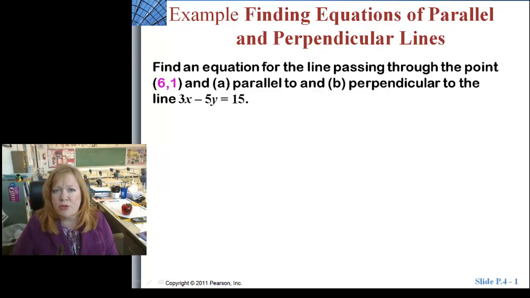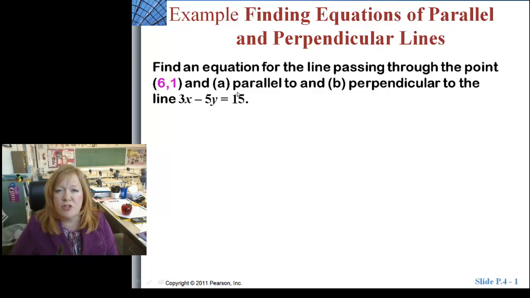So the two things I told you that you needed to find the equation of a line were point and slope. If you have those two things, you can find the equation of a line. Sometimes they give you slope in different locations. So this problem right here is usually the one that most students find challenging. Find an equation for the line passing through the point 6, 1 and parallel to and perpendicular to the line 3x minus 5y equals 15.